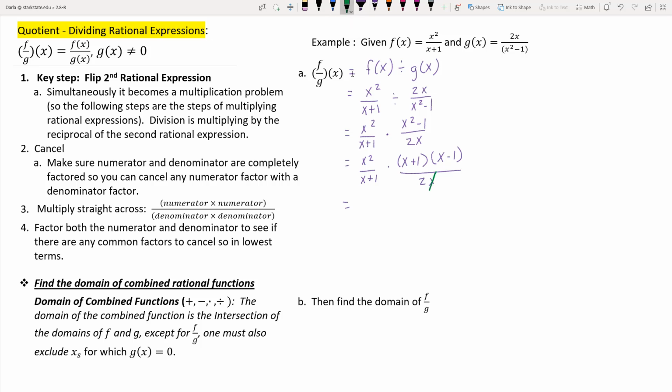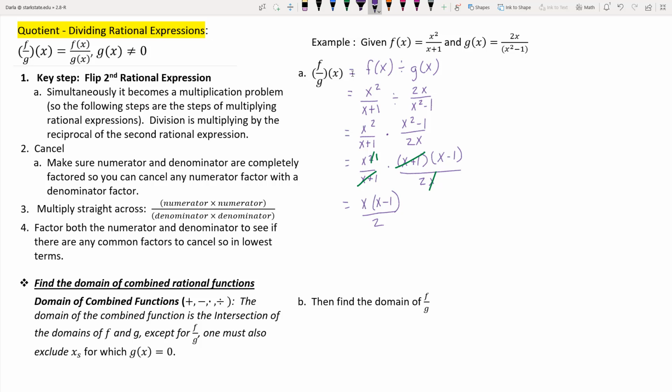And so we can see that this factor of x cancels with one of these factors of x and brings it down to a power of 1. This x plus 1 cancels out this factor of x plus 1. And as far as canceling goes, that's all we have. So what we're left with is x times x minus 1 over 2. And so that is our f divided by g of x.